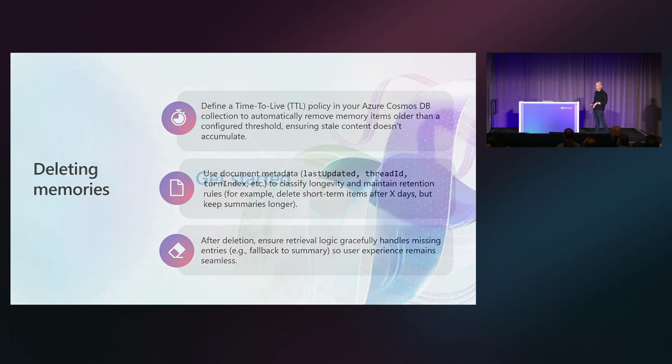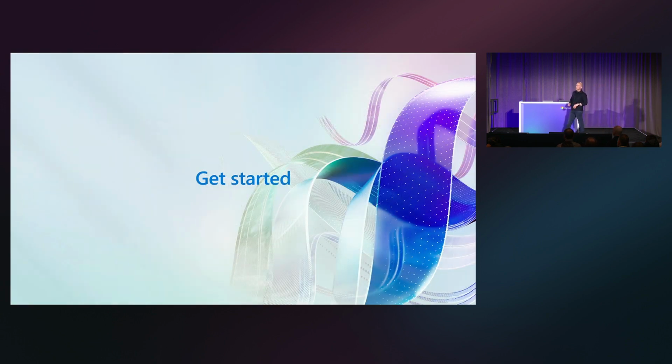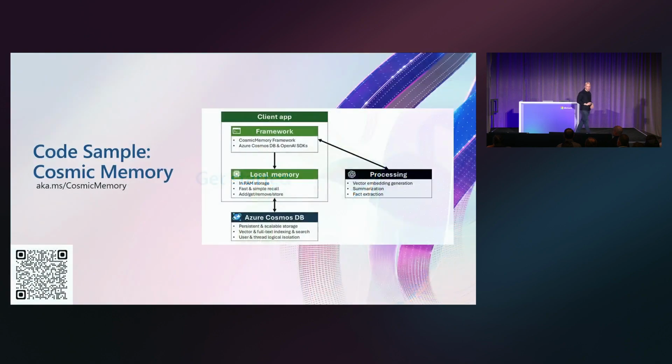And I know I don't have specific examples here, but I do have some great resources on GitHub that actually talk about these things in depth with code samples, starting with a really simple sample library called Cosmic Memory. This is basically a really simple Python framework for storing memories in RAM and then persisting them in Cosmos DB for advanced semantic search and retrieval using Microsoft Foundry OpenAI models.